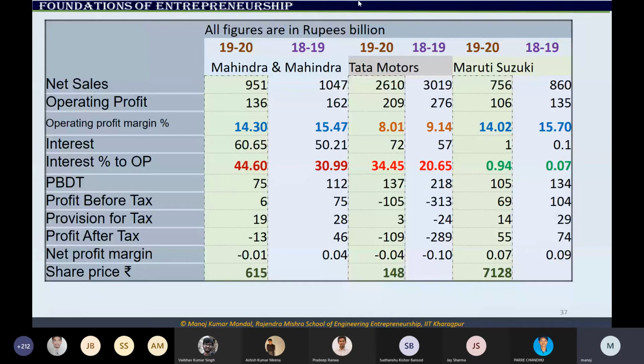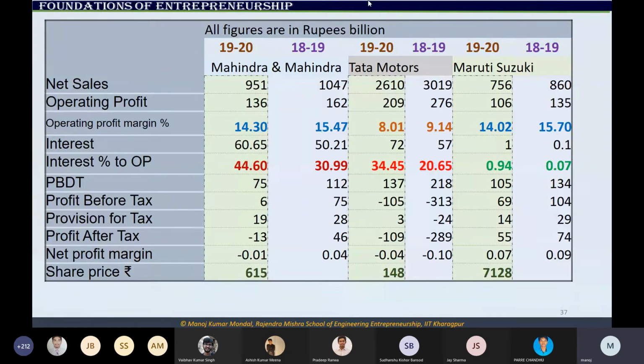I think this is percent. I might have made a mistake by showing it as a fraction. It should be percentage, so it should be 7%, 9%. Whereas Mahindra has almost no profit. Tata has zero profit, negative profit, meaning they are in loss. And that is why Maruti's share price is 7,000 rupees. Mahindra's share price is only 600 rupees, whereas Tata's share price is only 148.